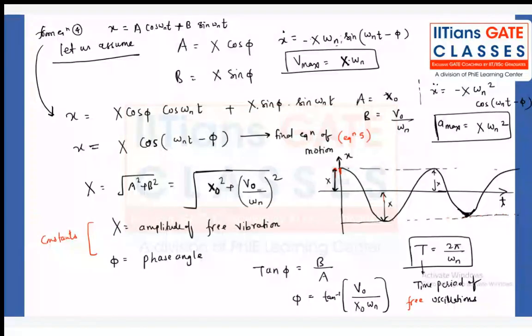Put that value, you will get x is equal to capital X cos(omega n t minus phi), where X and phi are constants. Now, my friend, whatever x is there with time, how is it varying? It is varying as a cosine. And that cosine function is what? A periodic function. It is doing to and fro motion. There is vibration in the system.